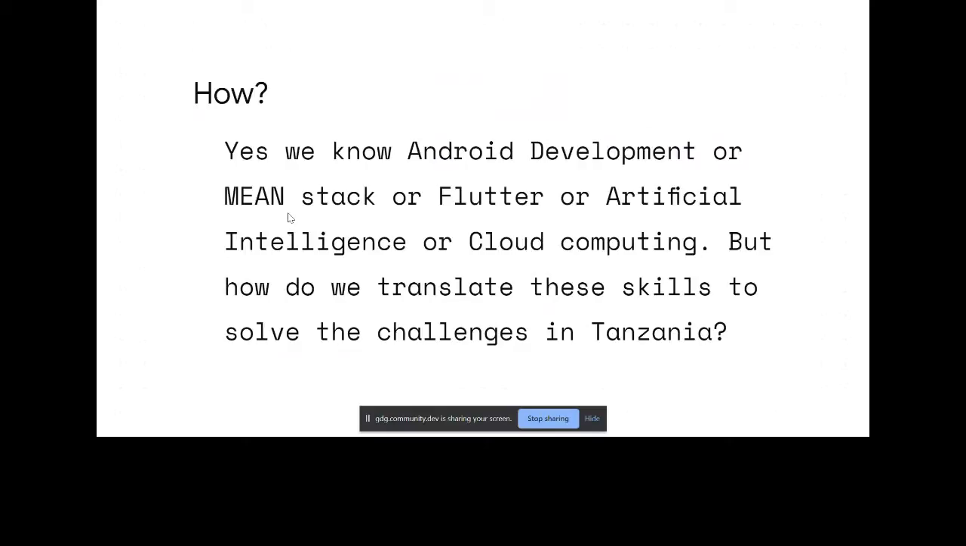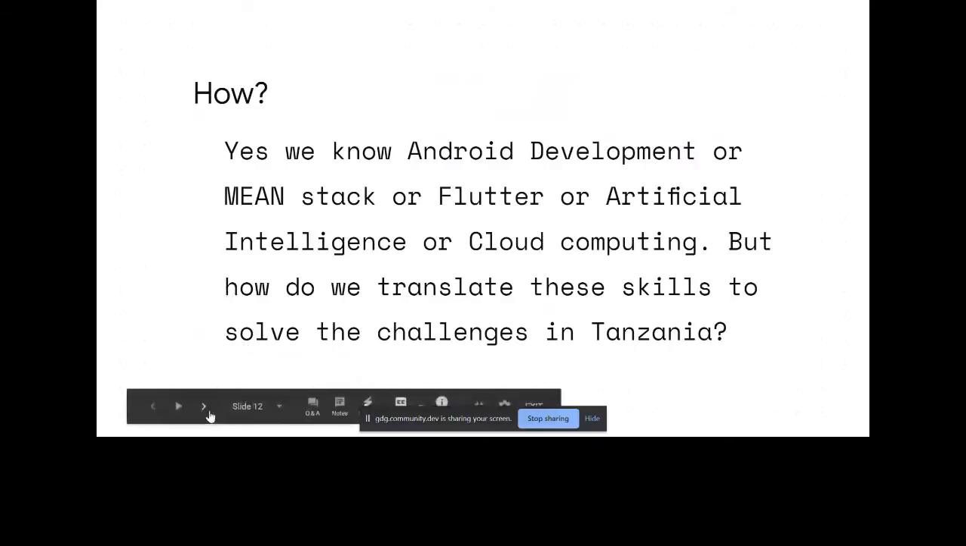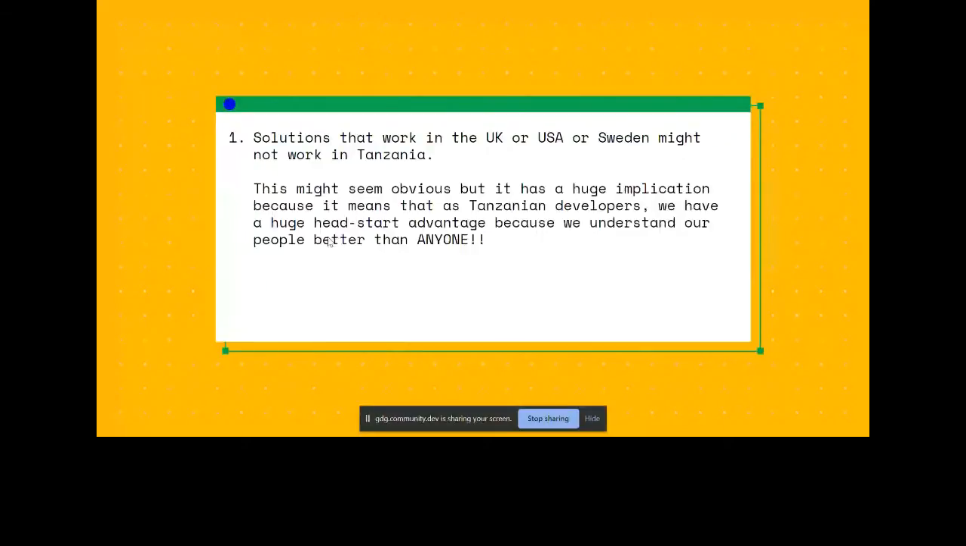And the first thing that I want to talk about is that it's not about copying and pasting. Okay, this is a thing that most of us have, and I also used to think this way, which is completely wrong. A solution that works in the UK or USA or Sweden might not work for Tanzania. This might seem too obvious, but it has a huge implication because it means us as Tanzanian developers, we have a huge head start advantage because we are the only people who understand our people best.